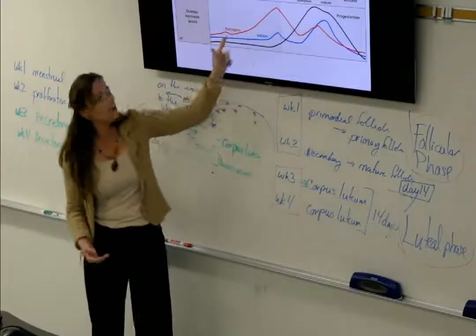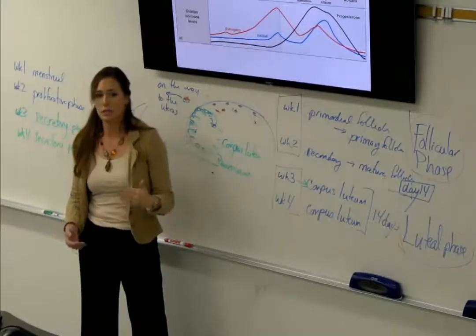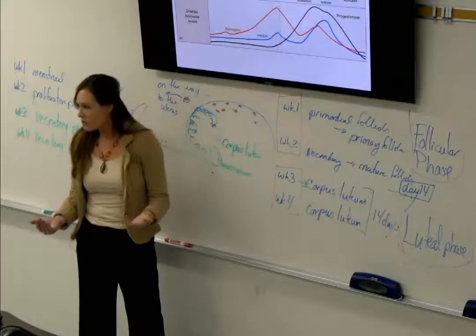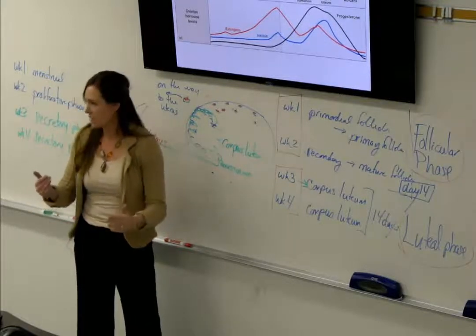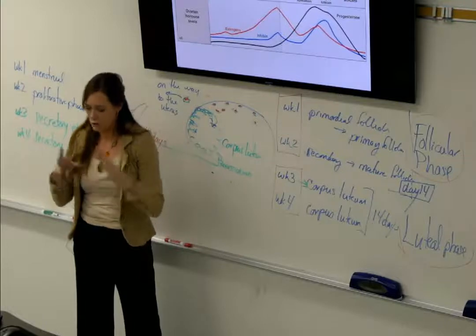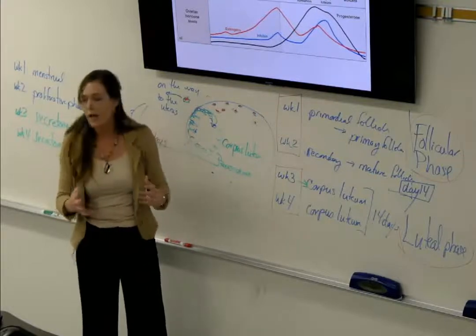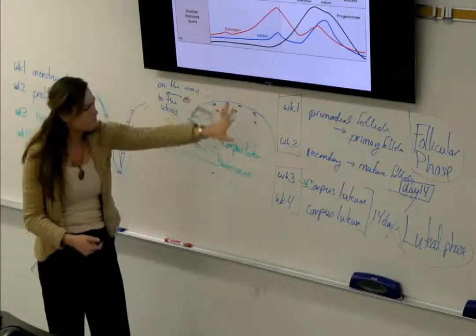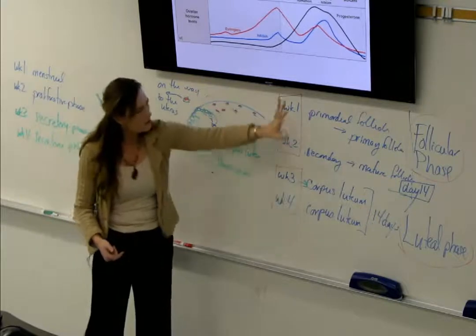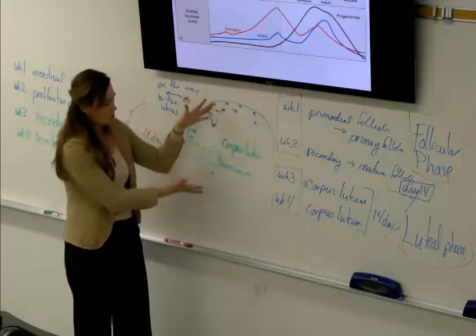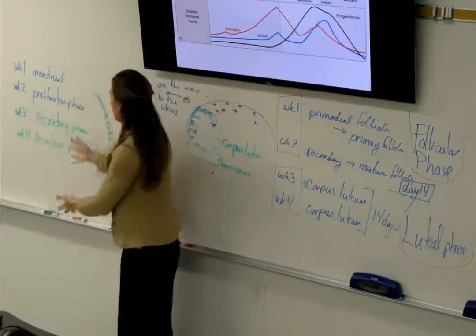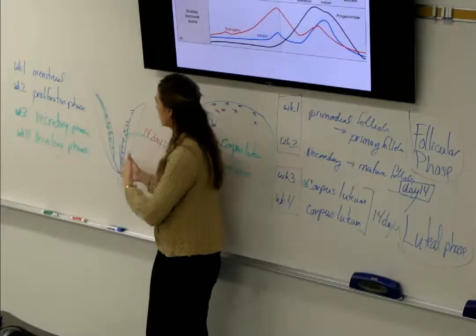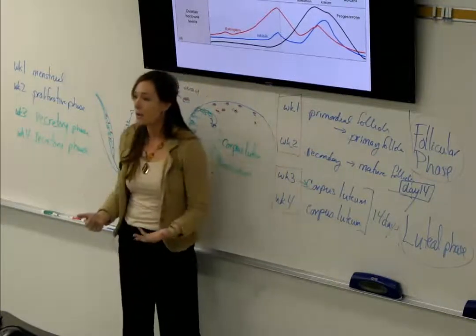Now they are not to scale of the estrogens. Again, they're about 100 to 1 as far as progesterone to estrogen. And you have a huge amount of progesterone compared to estrogen. So you're going to need to know the weeks. What are the phases from the ovary perspective? What are the phases from the uterus perspective? And then what are the dominant hormones?